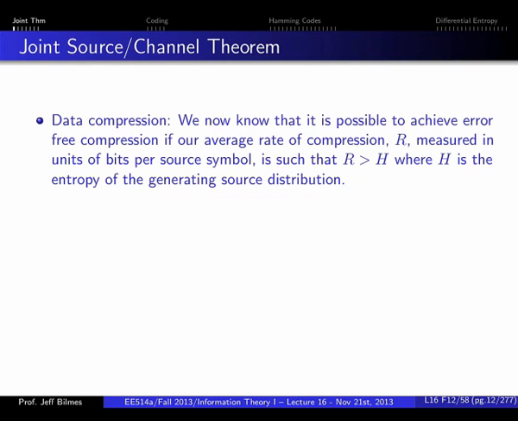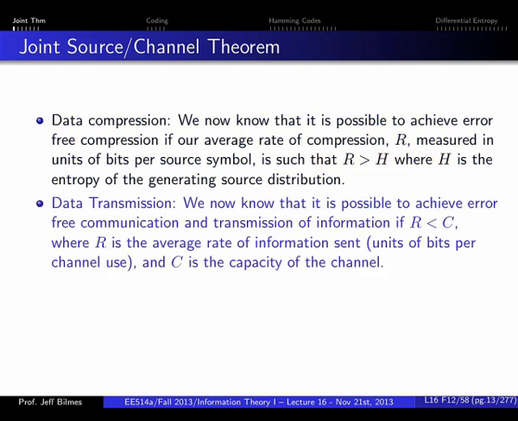we can get error-free compression as long as we compress down to a rate R, remember, which is no less than the entropy of the source. And the rate in this case is in units of bits per source symbol on average. Like how many bits are we using to encode each source symbol on average over long blocks? And that's data compression.